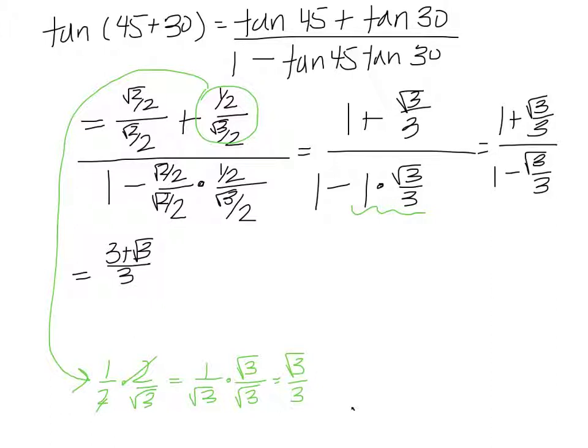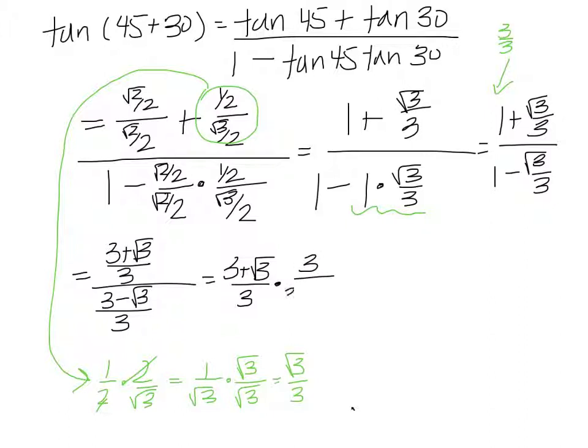We're saying that 1 is going to change into 3 over 3. So what would the bottom be? 3 minus square root 3 over 3. I'm going to keep the top fraction. Change to multiplication. Flip the bottom fraction.